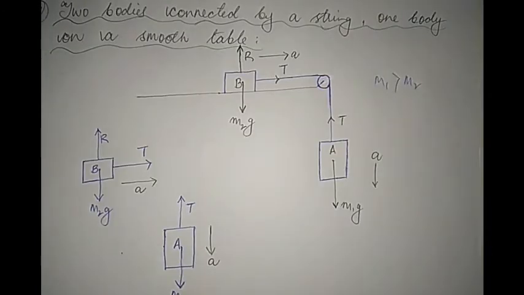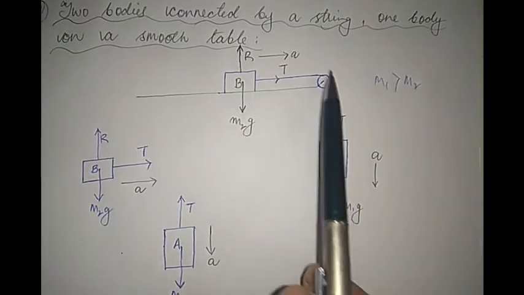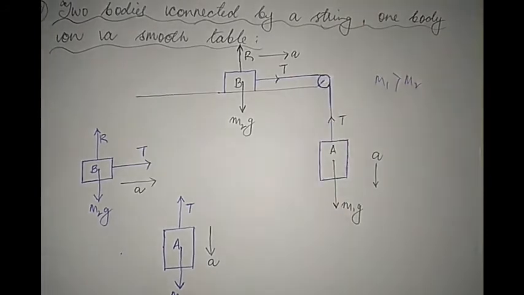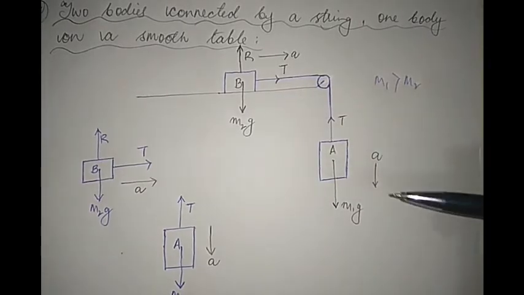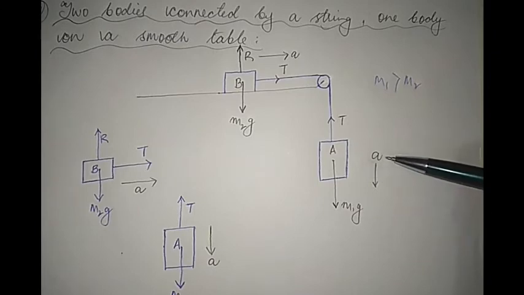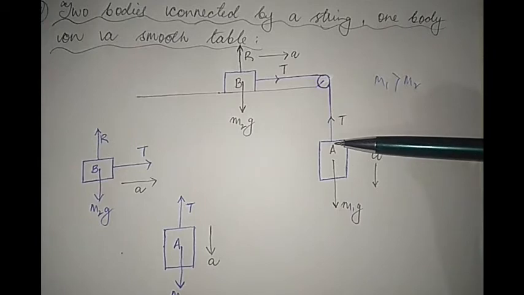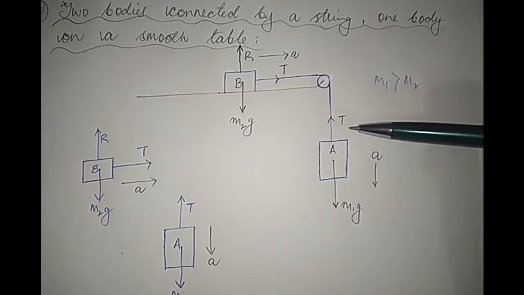Another scenario is again that of two bodies A and B having masses m1 and m2 respectively, where m1 is greater than m2. Here also the two bodies are connected by a string which passes again through a smooth frictionless pulley. Now since the mass of body A is greater than that of body B, body A is going to move with a certain acceleration in the downward direction, because of which the string is going to get tensed and the tension produced is T.